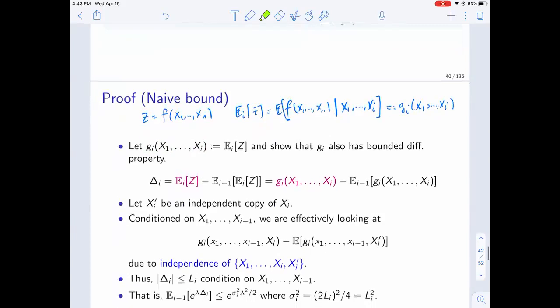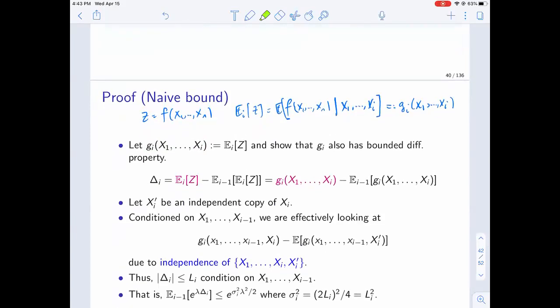Now I'm going to look at my martingale difference. So the martingale difference is delta I. It would be the expectation of Z under I, minus the expectation of Z under I minus 1. I'm skipping the part where we show that gi also satisfies bounded difference. But this is equal to this by definition. That's the martingale difference. And the second term is equal to this guy by the tower property.